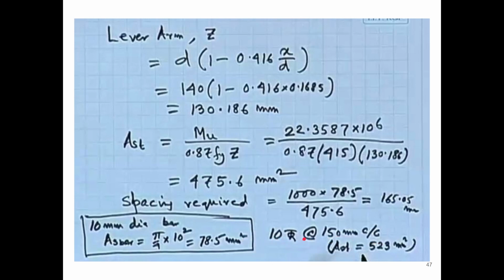So 10 phi at the rate of 150 mm center to center. So by this condition, if you check the area of steel that will be required, for that you have to consider the number of bars required, which will be 1000, 1 meter, divided by 150 mm. So 1000 by 150 into pi by 4 into 10 square comes to be 523 mm square. So we required 475.6, we provided 523, so better, no issue. So the minimum condition is satisfied.